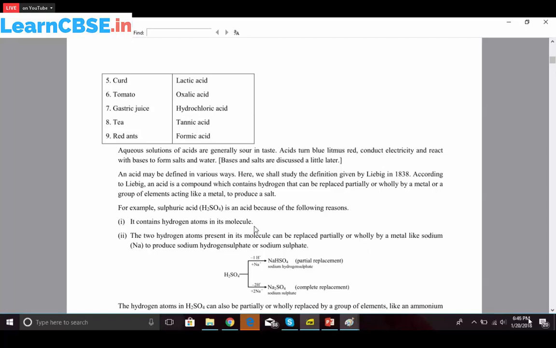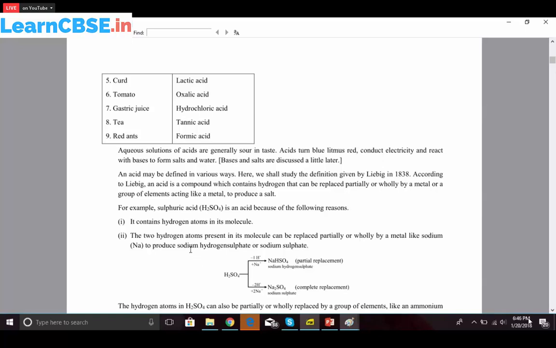For example, H2SO4, that is sulfuric acid. We call this an acid because it contains hydrogen atoms in the molecule. And the H2 indicates that there are two hydrogen atoms present in the molecule. These can be easily replaced, completely or partially, by a metal like sodium. Why are we using sodium here? Because sodium is a highly reactive metal, so it can replace the H plus from sulfuric acid. In place of the hydrogen, we substitute one sodium atom.